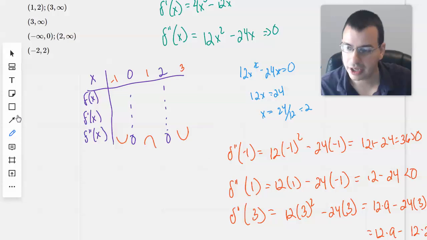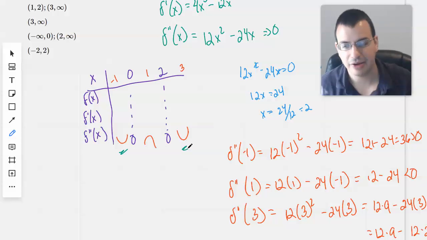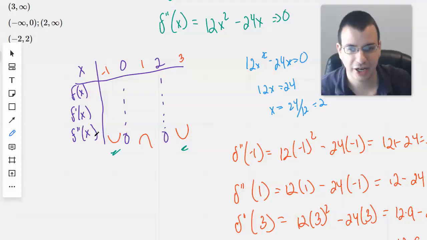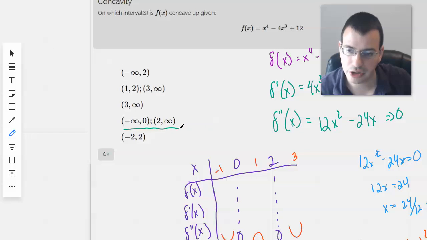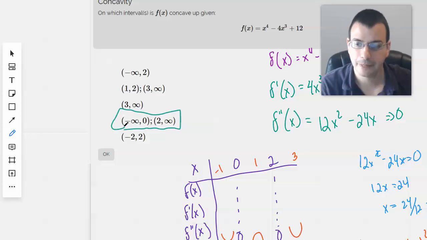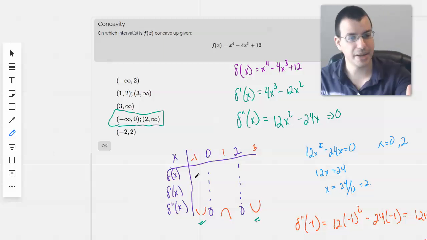So we have positive concavity to the left side of 0, and we have positive concavity on the right side of 2, which is this one right there. So in which intervals is f of x concave up? Yes, bam.